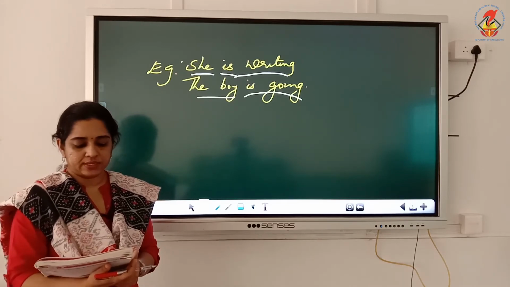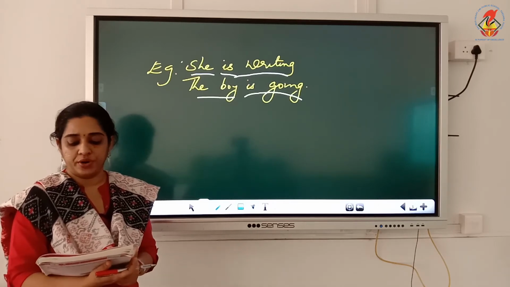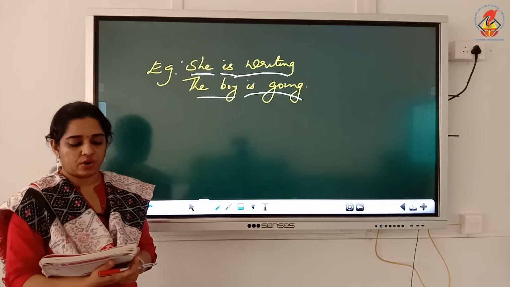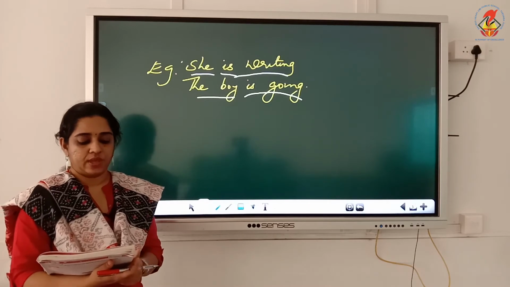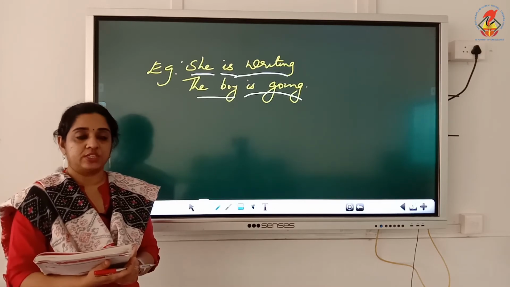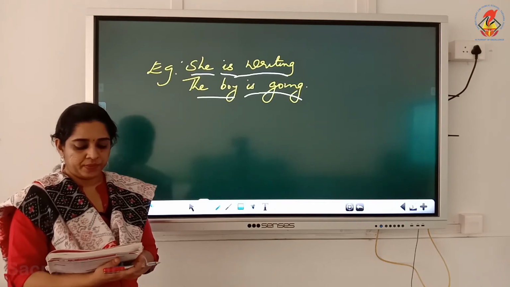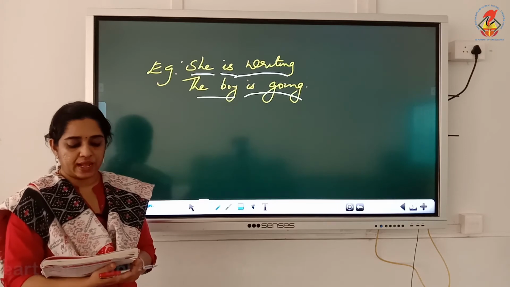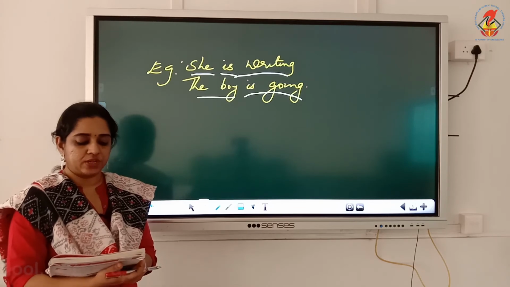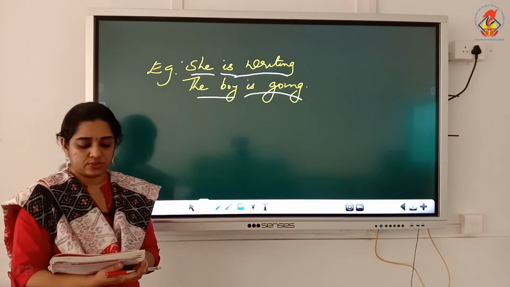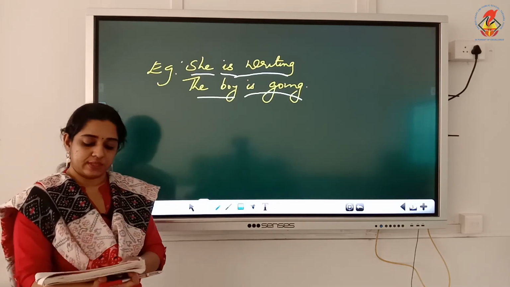Then exercise G. Read the following carefully and state whether the group of words written in bold in each sentence is a clause or a phrase. She left the house at noon. At noon. What is that? At noon. It's a phrase, is it? Then 2 and 3, you do it by yourself. Then the fourth one, in spite of ill health, she attended the party. She attended the party. It has a subject as well as a verb. So, it is a clause. 5 and 6 you do by yourself. We will discuss the answers in the Google Meet.